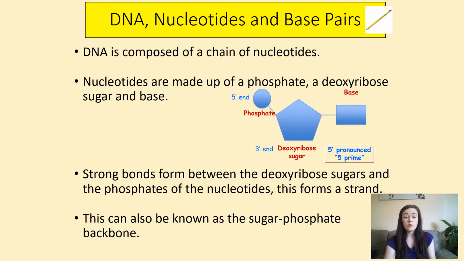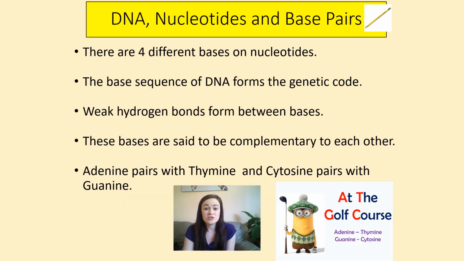Right, so you need to know that DNA is composed of a chain of nucleotides. Nucleotides are made of a phosphate, deoxyribose sugar and a base. And there are strong bonds that form between the deoxyribose sugar and the phosphates of the nucleotides. This forms the strand, which is also known as the sugar-phosphate backbone. You also need to know that there are 4 different bases on the nucleotide: adenine, thymine, cytosine, guanine. You need to know that the base sequence of DNA forms genetic code.